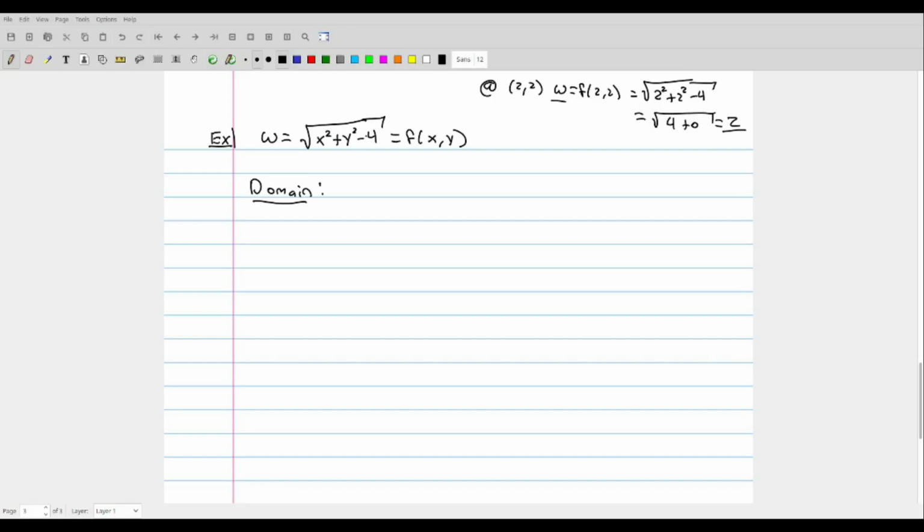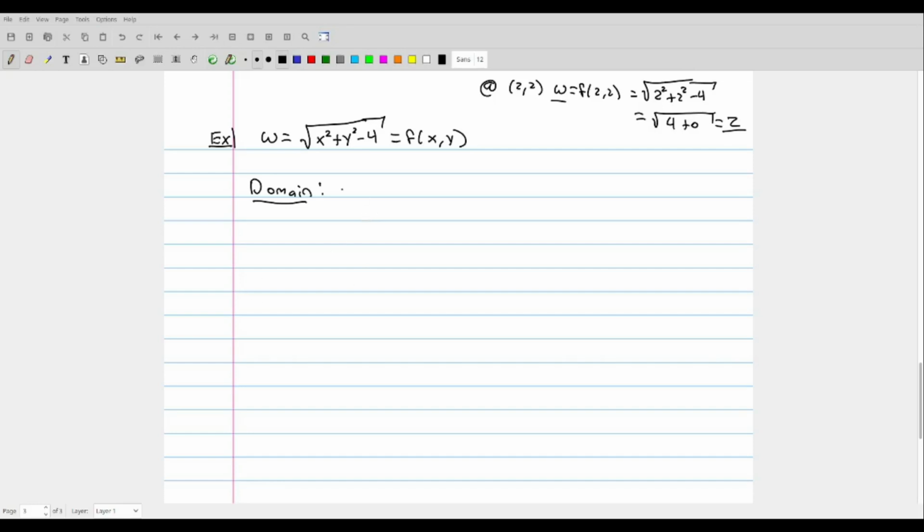In this function right here, we have a square root, and we have x squared plus y squared minus 4. The x squared plus y squared minus 4 term is fine. There's no division, so there's no worry about possibly dividing by 0. But we do have a problem with the square root function, because it can only be taken on things that are greater than or equal to 0. So this gives us a restriction on our domain.